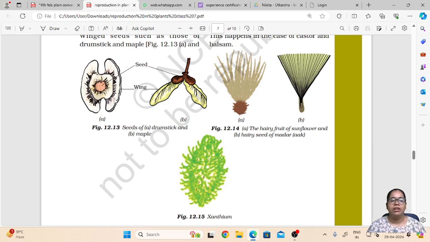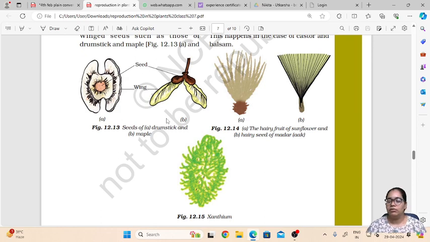For example, here we can see seeds of drumstick and maple. So they are winged seeds, and here we can see hairy fruit of sunflower and hairy seed of mother. So these types of seeds, here they are having wings, and here it is very light and cottony substance. So they are very light and also they have wings. So these types of seeds are dispersed through air. So these types of seeds are dispersed by air.